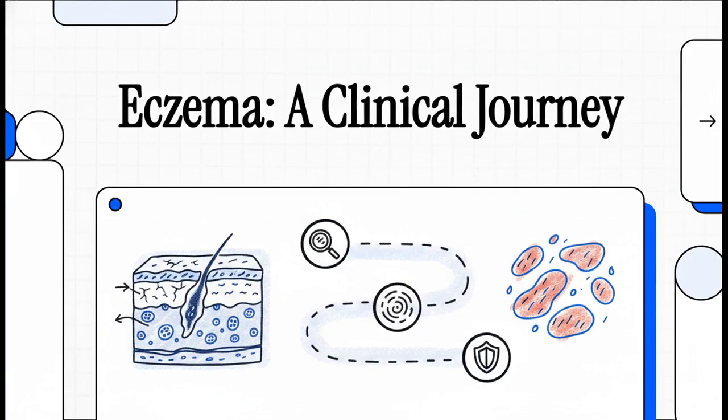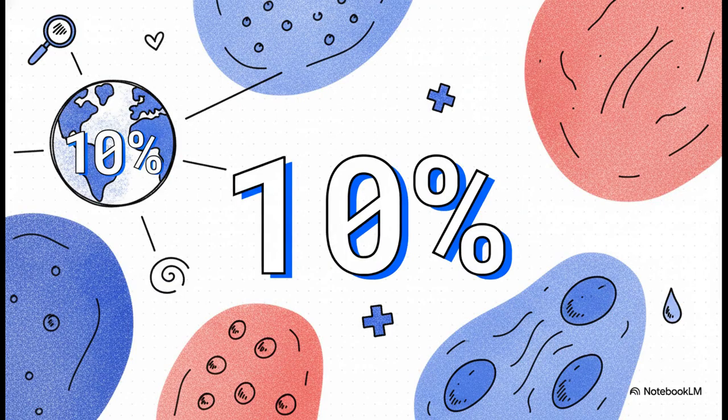Let's dive right in. 10%. That number right there should instantly grab your attention. Why? Because it reveals just how massively widespread this condition is. Eczema makes up between 10 and 33% of all skin diseases seen clinically, and it affects roughly 10% of the entire global population. It is incredibly common, yet, as we are about to see, it's highly complex and deeply individual.